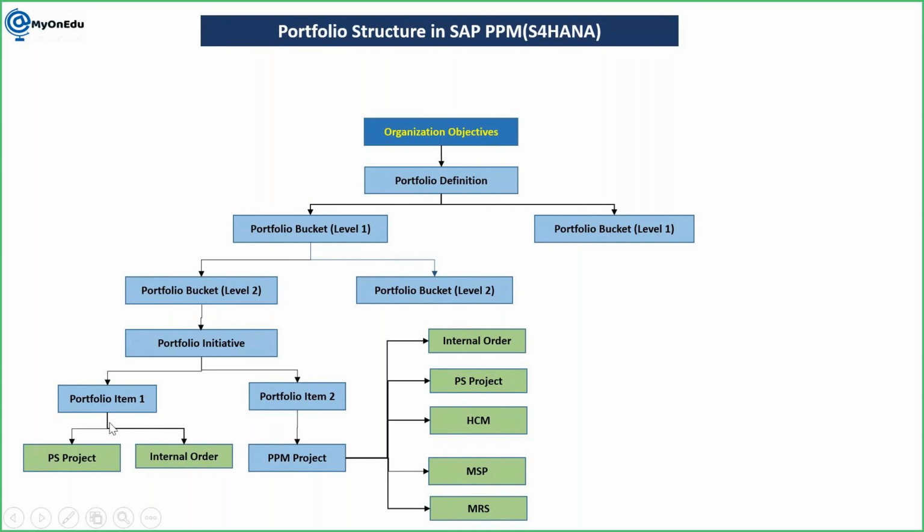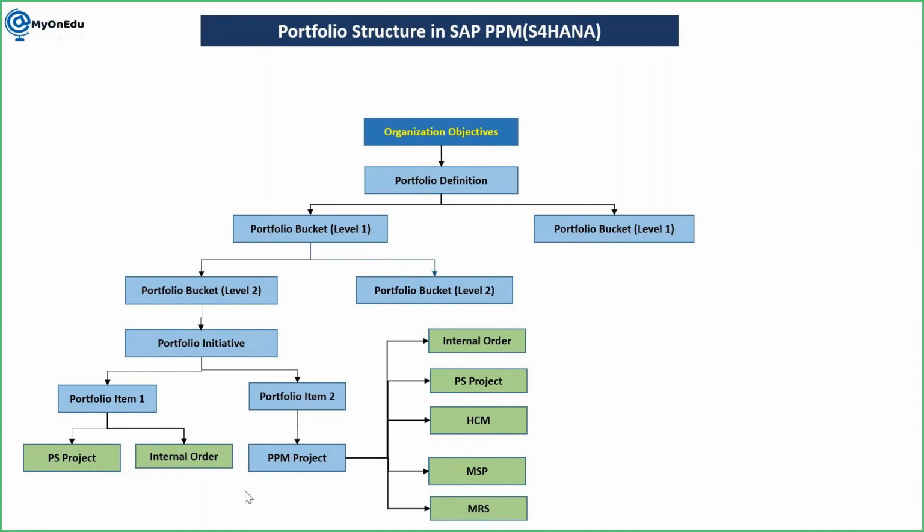Okay. And this item can be directly integrated to a PS project. This is one scenario. Or we can integrate this PPM item to a PPM project. And this PPM project can further be integrated to an internal order or to a PS project, SCM, human capital management, MSP, Microsoft Project, and MRS, multi-resource scheduling. So what exactly we can see on this slide, we'll see in upcoming sessions, how we understand the flow of this data.